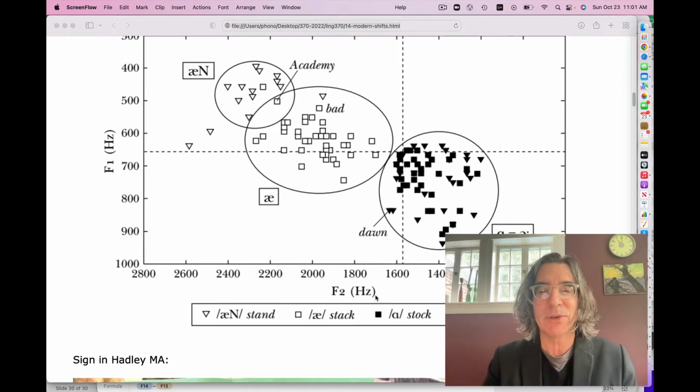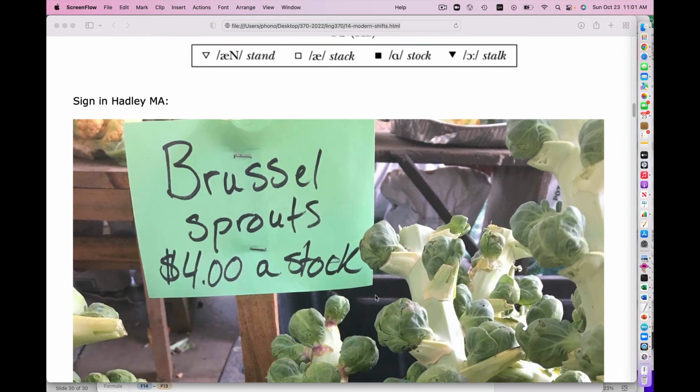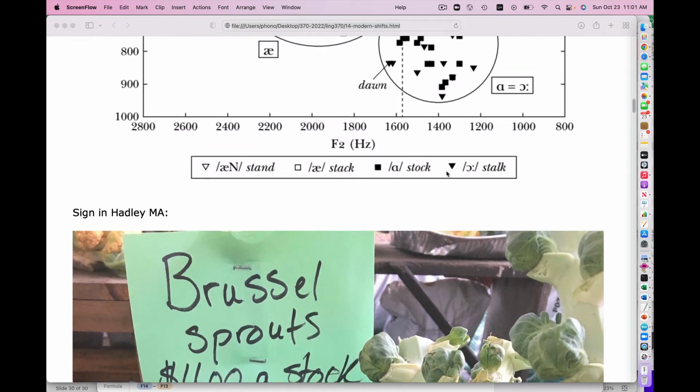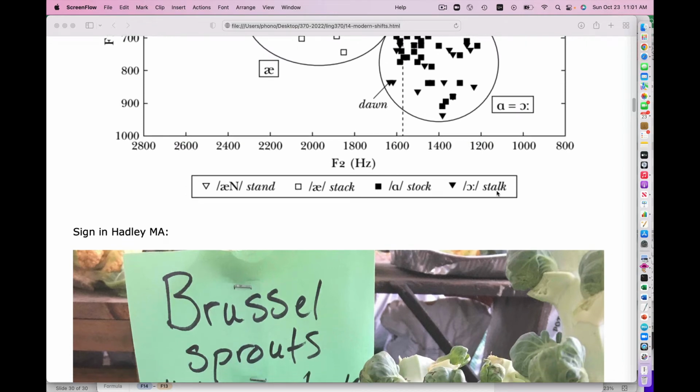But I did want to show you this one sign that I came across recently just driving from UMass to Northampton in Hadley. Presumably, the person that wrote this sign has the merger between stock and stalk.